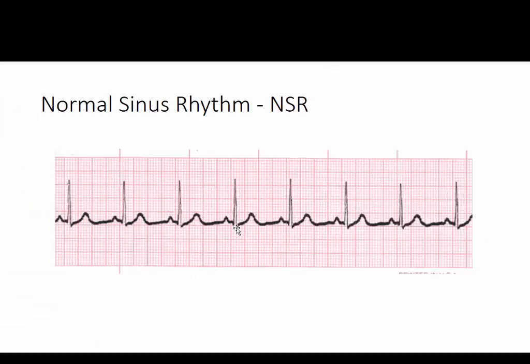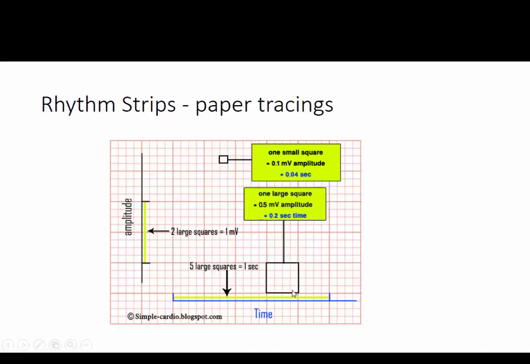So here's a rhythm strip. Here's one large square. One large square represents 0.2 seconds. So 0.2 times 5 is 1, right? So 5 of these large squares equals 1 second. If I look at one of these very tiny squares inside of here, that represents 0.04 seconds. So you have to understand the timing of each size of square. One large square is 0.2 seconds, and 5 of them in a row next to one another represents 1 second.